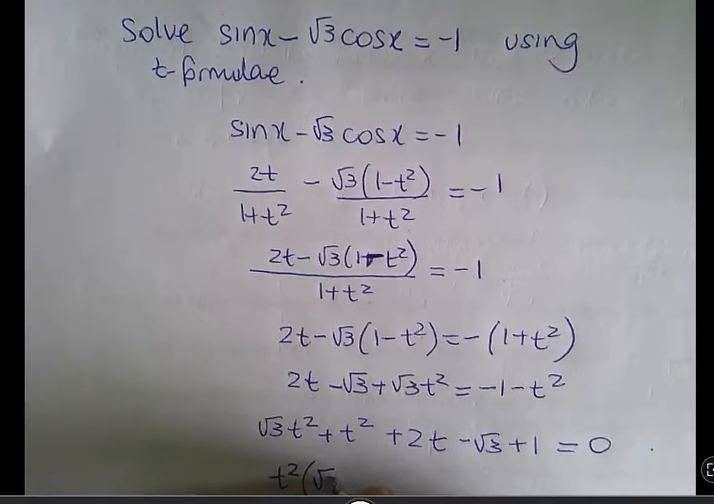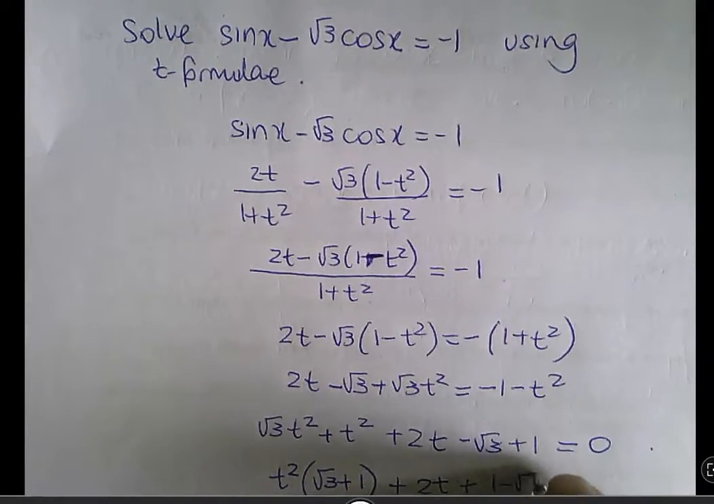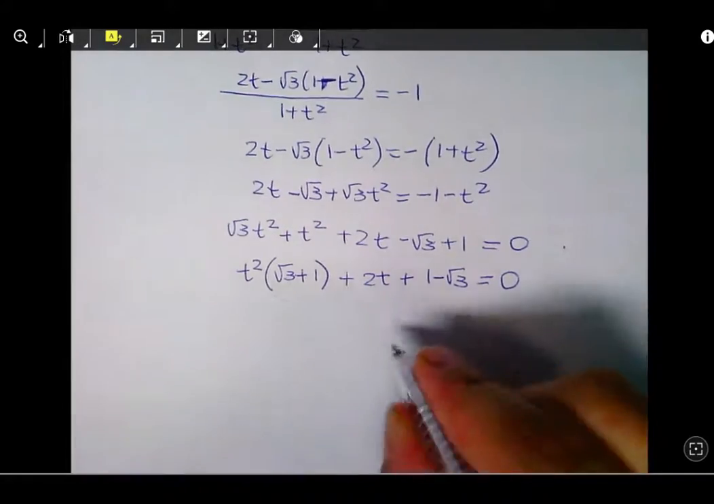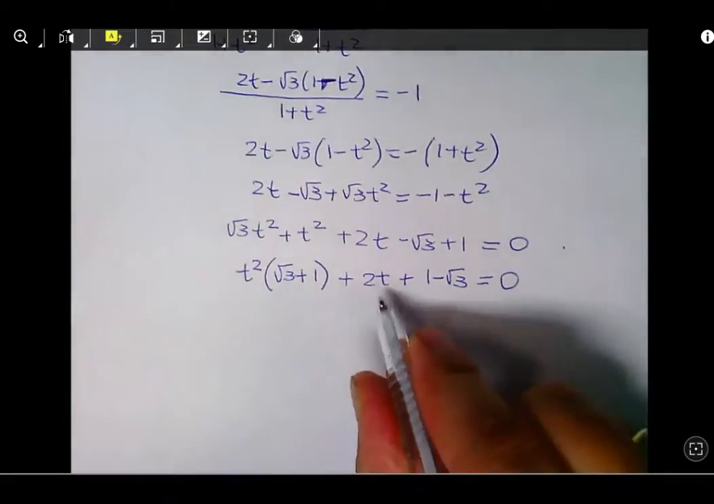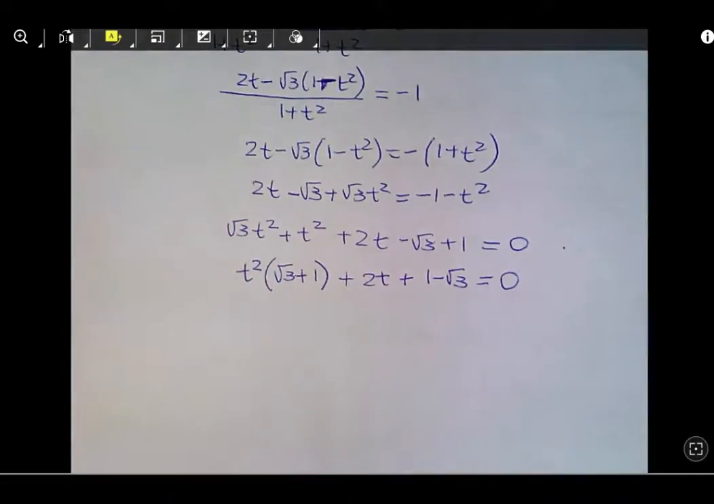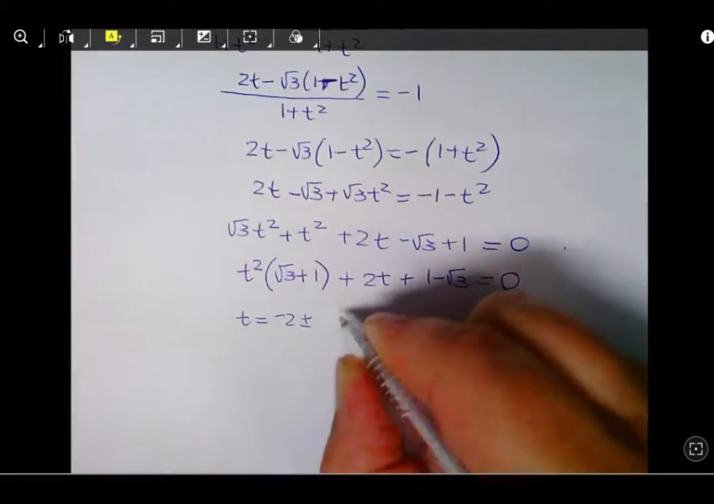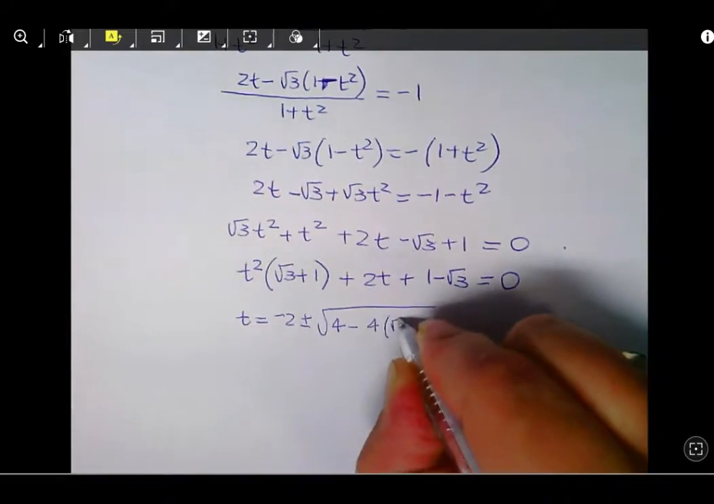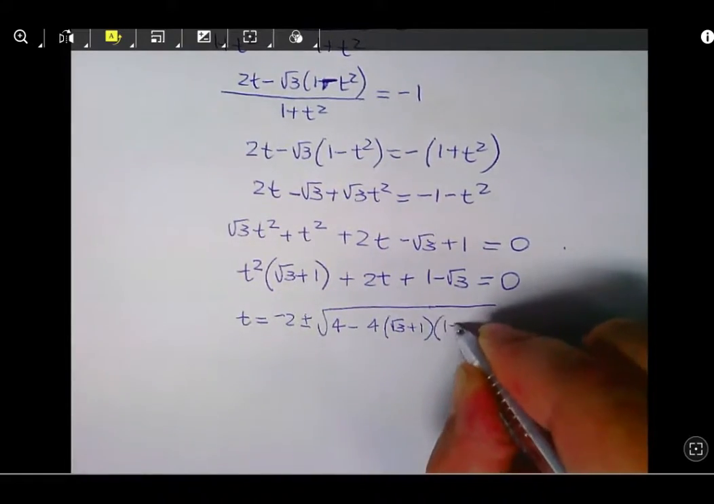Now taking out t squared as a common factor, t squared bracket root 3 plus 1, plus 2t. I'm going to write my constant as 1 minus root 3 because I don't like having the negative at the front, is 0. Okay, now to solve this equation, it is a quadratic equation. So your a is root 3 plus 1, your b is 2, and your c is 1 minus root 3. So let's solve for t. So t equals -b, which is -2, plus or minus the square root of b squared, which is 4, minus 4 times root 3 plus 1 times 1 minus root 3.